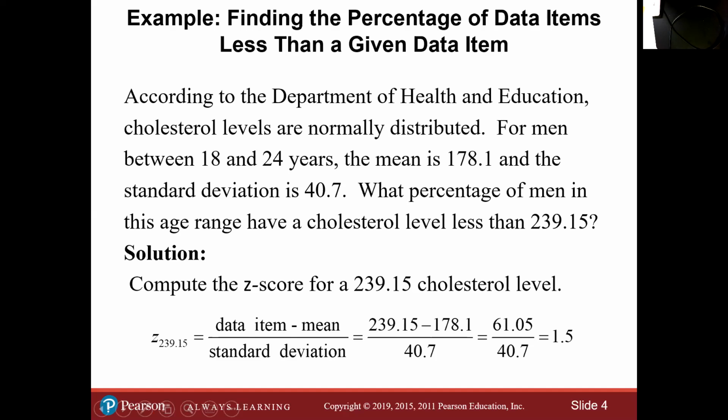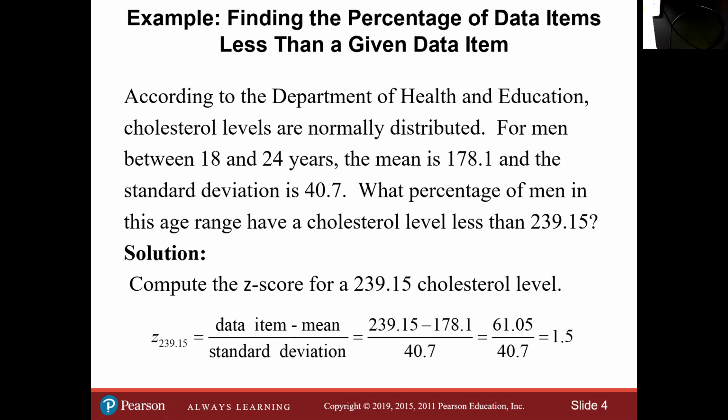So in this example, we're talking about cholesterol levels. The mean is 178. The standard deviation is 40.7. What percentage of men in this age range have a cholesterol level less than 239.15? What we'll do is use the same formula we used in the previous section, the z-score formula: data point minus the mean over the standard deviation. If we plug in these three numbers, we find the z-score corresponding to 239 is 1.5.